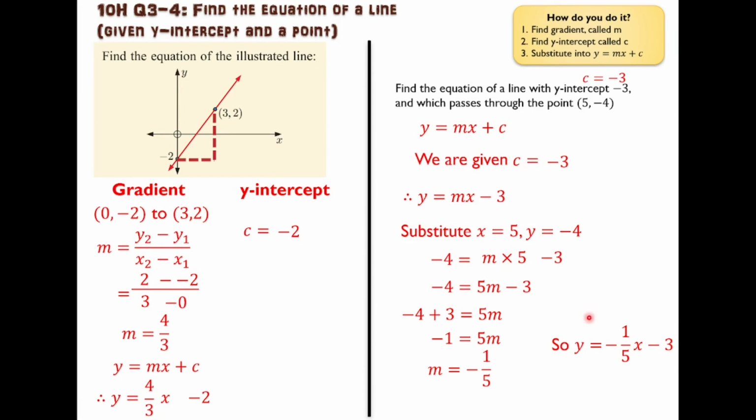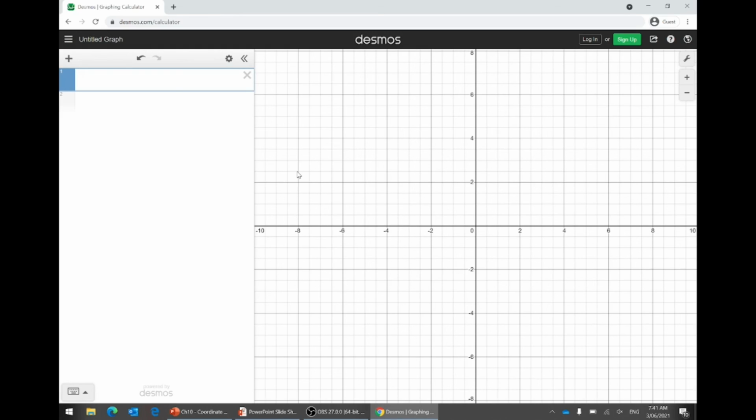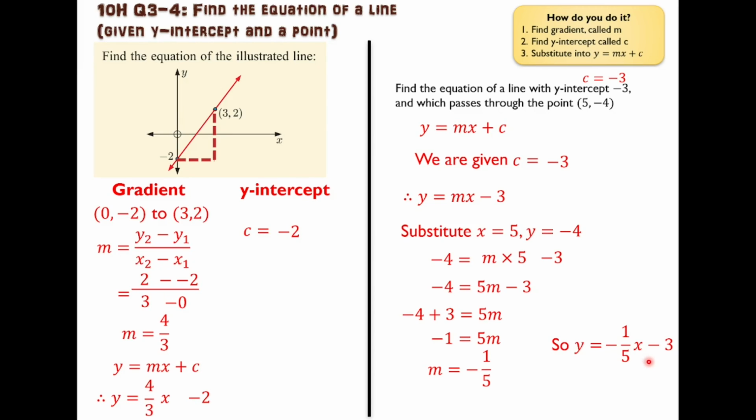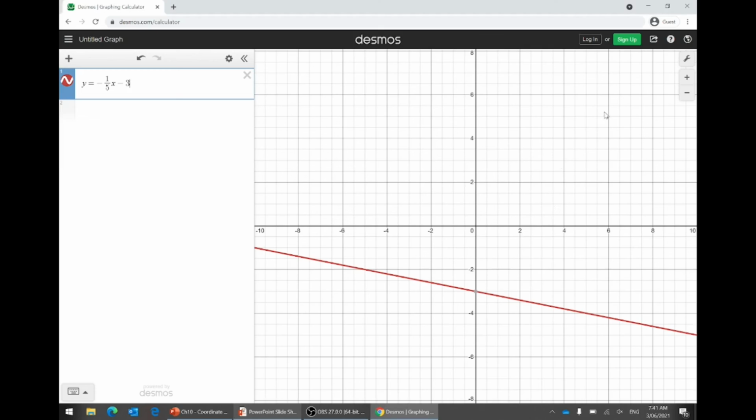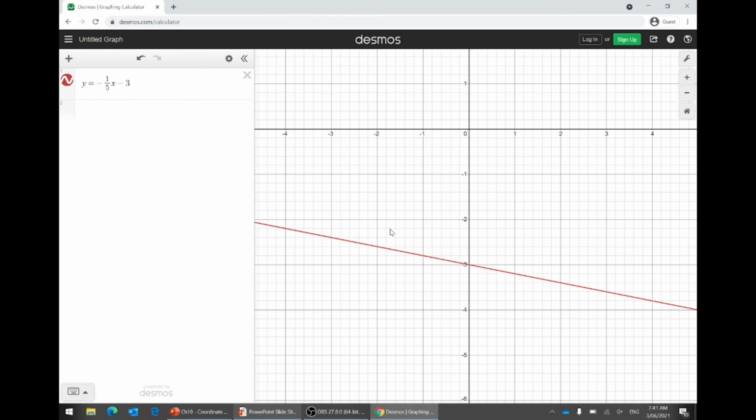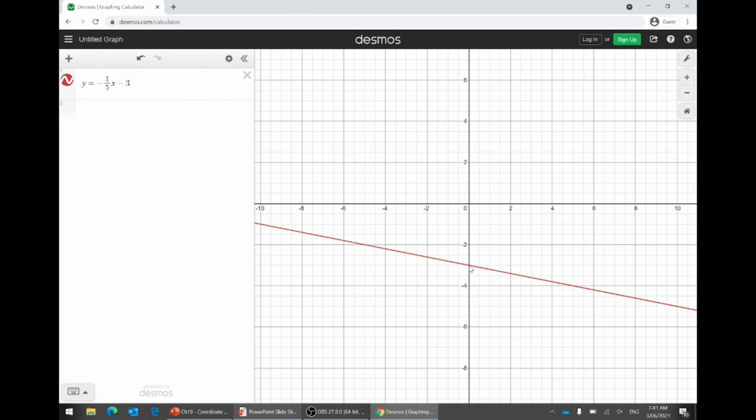Just to prove to you that this equation really does match this question here, I'm going to graph it using Desmos. I'm going to go into desmos.com and write y equals -1/5, and then do the right arrow to get out of there, x, and I think it was -3. Let's go back. Yeah, -3. And we wanted it to have a y-intercept of -3. Let's check. Yeah, it crosses the y-axis at -3, so it does that.